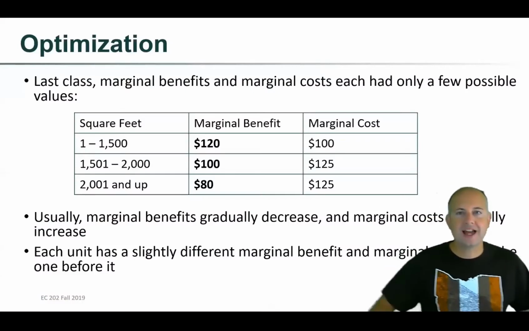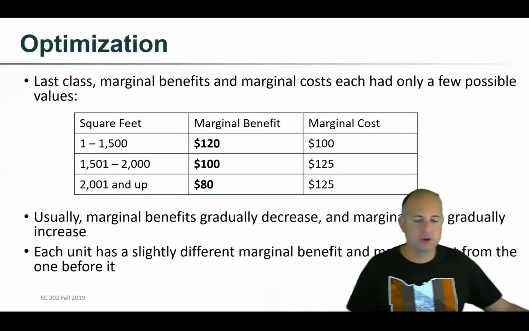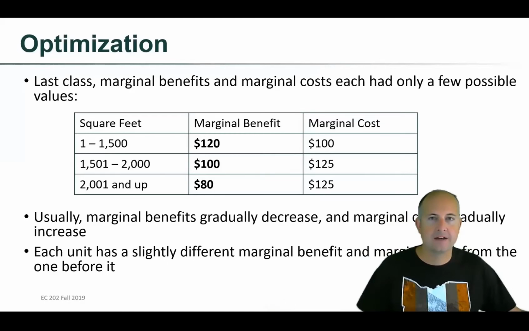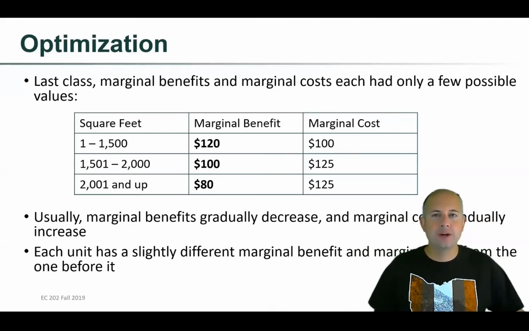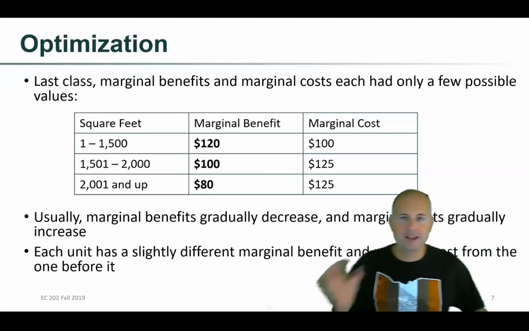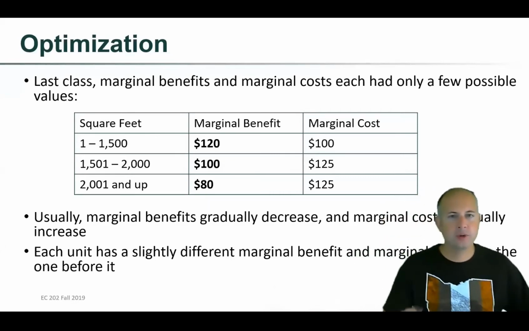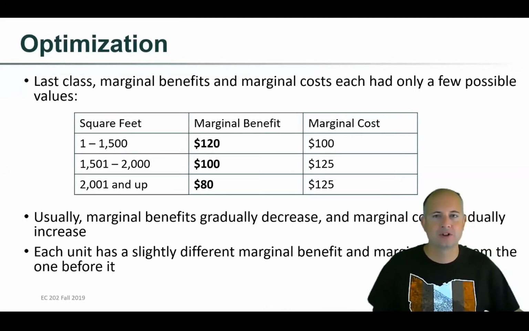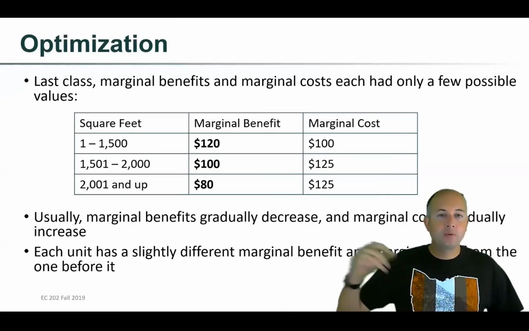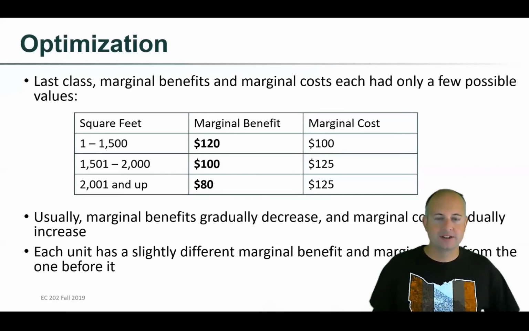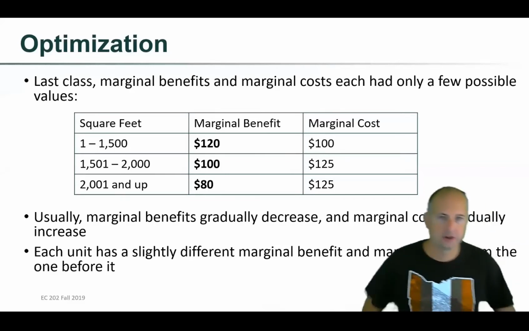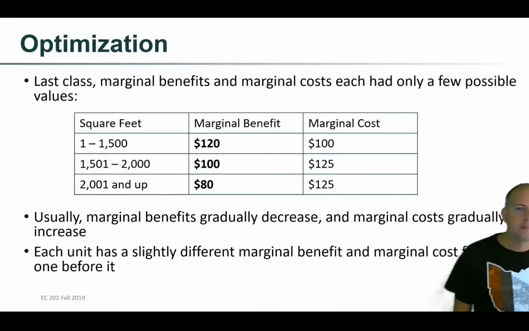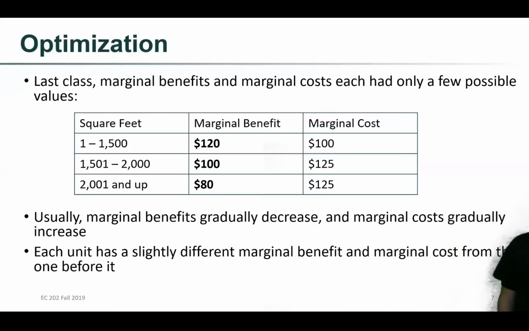When we did this last class, marginal benefits and marginal costs each had only a few possible values. So we used this table. If you remember, I did one and then I let you do one. This is the one that you did after I had adjusted the marginal benefits. The main thing to note here is that there were only three possible values for marginal benefit and two possible values for marginal cost.